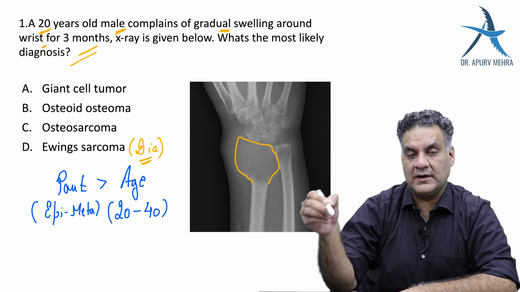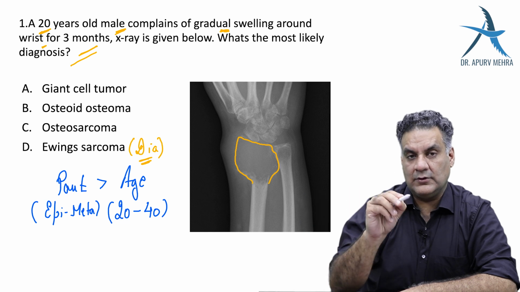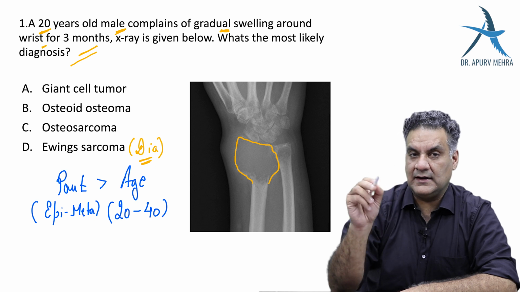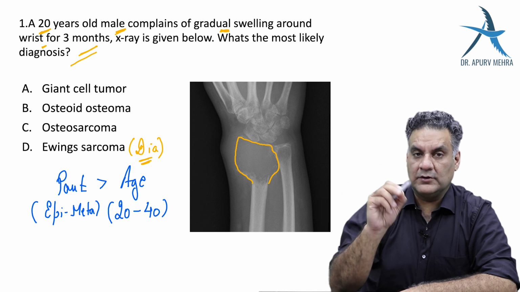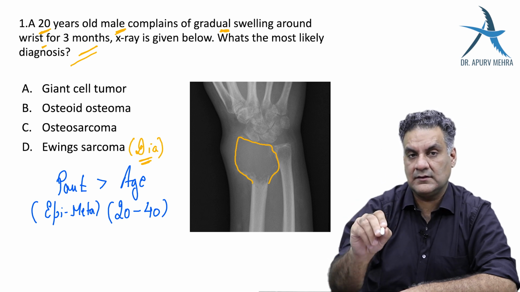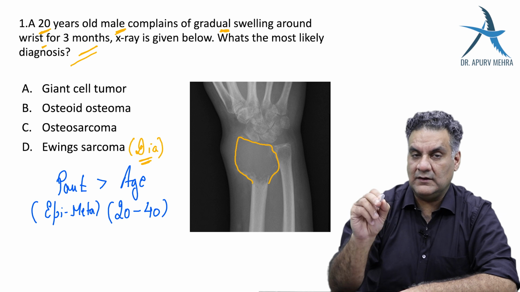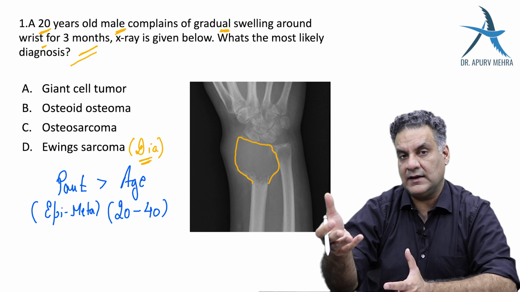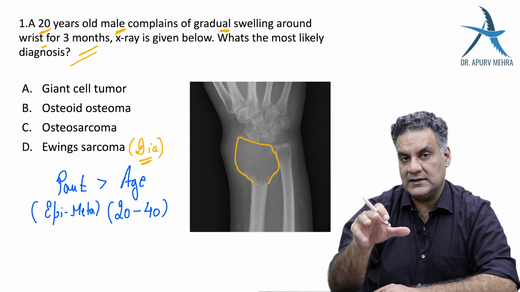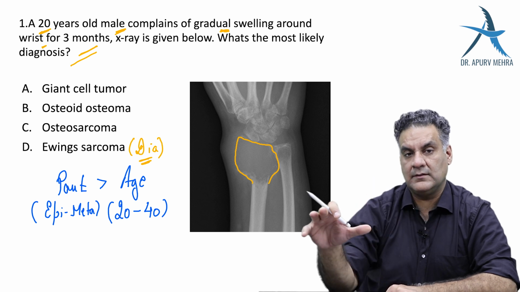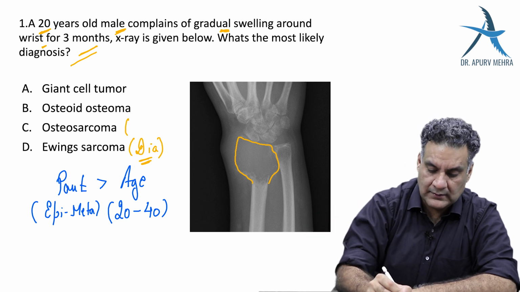Now here also there's a love triangle. First decade likes Ewing's, but Ewing's likes the second decade. The most common bone tumor in the first decade is Ewing's, but the peak incidence of Ewing's is seen in the second decade. But is it the commonest tumor of the second decade? No, because at that age there is osteosarcoma, which is much more common. Osteosarcoma is a metaphyseal lesion.